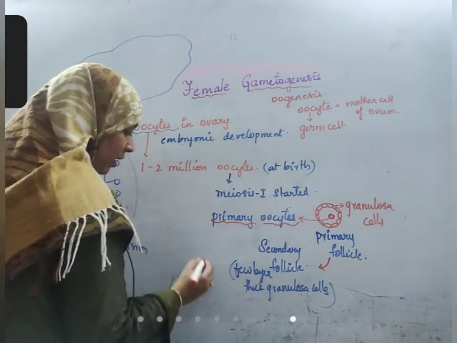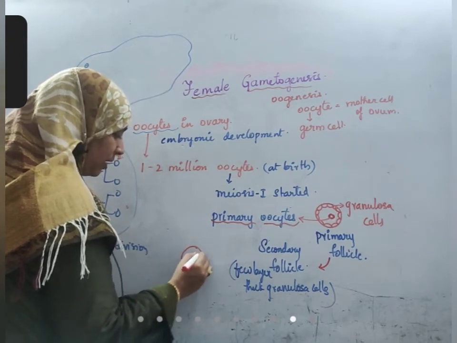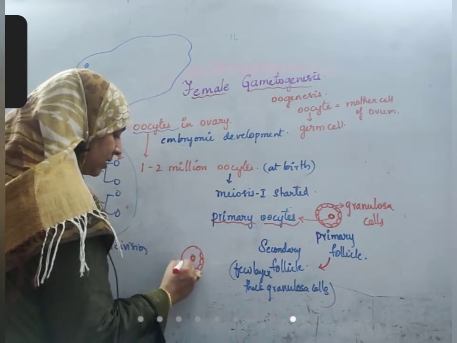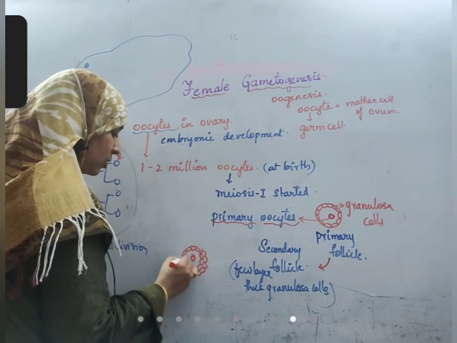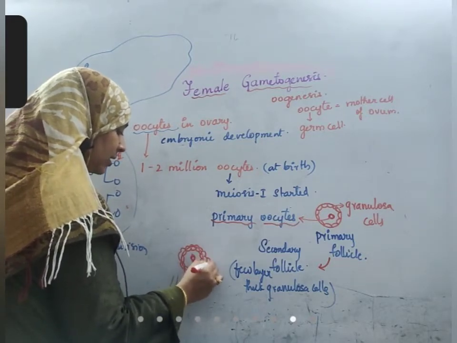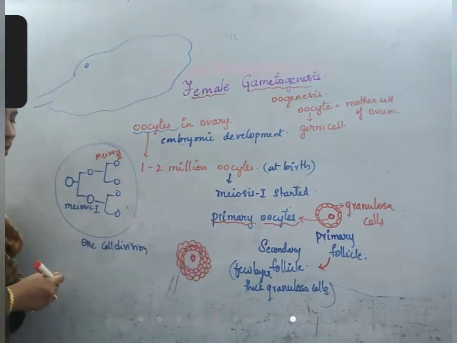That means the secondary follicle looks like this. This is the primary oocyte, and this is a layer of granulosa cells. This is another layer of granulosa cells, and after that there is another layer of granulosa cells. The secondary follicle looks like this.